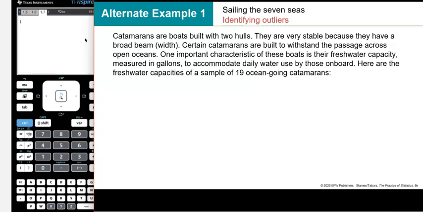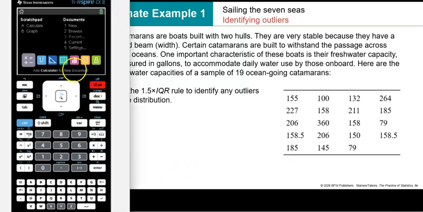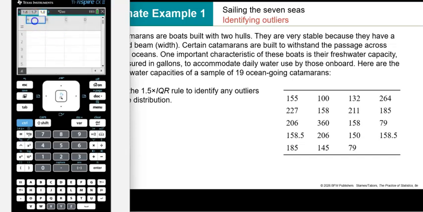Catamarans, I think we mentioned this. Here are the freshwater capabilities. This is a problem we did a little while ago. Okay, so use the 1.5 IQR rule to identify any outliers. I don't think I typed this data in, so I'm going to go ahead and type this data in. Call it cata, for catamaran, 155.